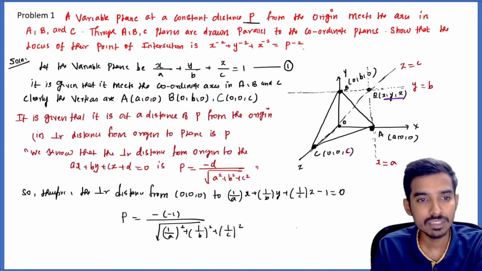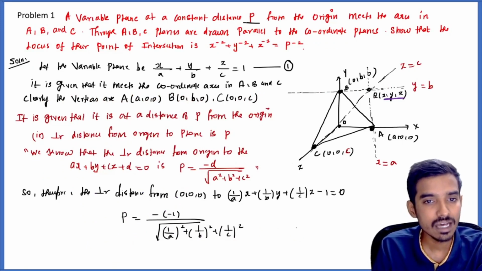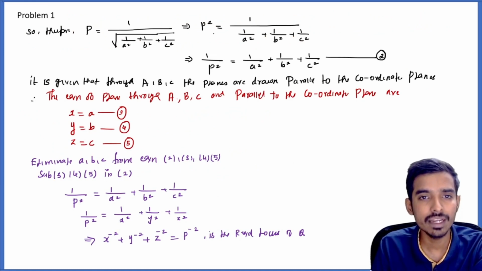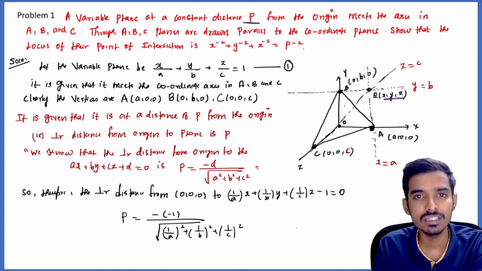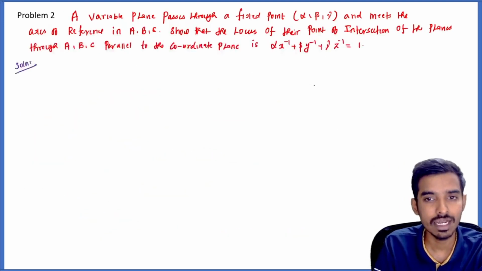So here we have used the data that it is at a distance of p from the origin. So we have got p to be equal to this and we have squared it and then we have put 1 by p square and so on. So instead of this entire data, they have said that this plane is passing through the point alpha comma beta comma gamma. That is the only difference, right? Okay. Now we'll draw the diagram.